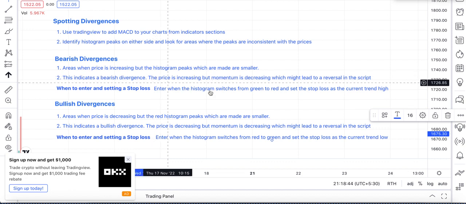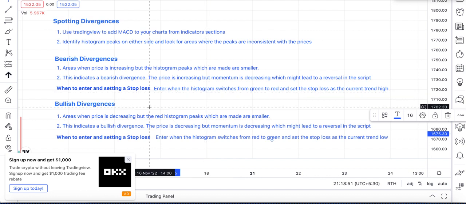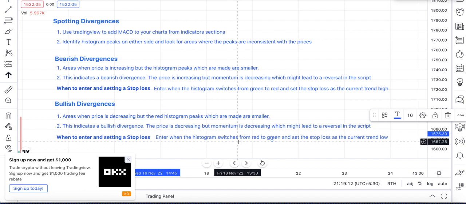Now, you take the entry when the histogram switches from green to red, and you set the stop loss as the current trend high. For bullish divergences, it'll be the exact reverse of this. You find areas where the price is decreasing and the red histogram peaks are declining in trend, which will indicate a bullish divergence. That is, the price is decreasing and momentum is also decreasing and might lead to a reversal. In this case, you take a position when the histogram switches from red to green, and the stop loss would be the current trend low.